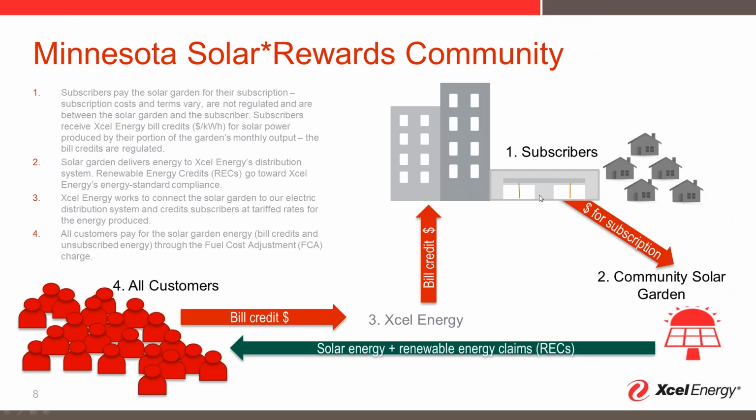Just looking really quickly at the business model and how it works. The solar garden company contracts with subscribers who then pay for their subscription to the community solar garden. The community solar garden delivers the solar energy and renewable energy claims to Xcel Energy to be used on behalf of all of our customers. In return, all customers pay for the bill credit through our fuel clause, and then the solar garden bill credit goes to the subscribers as payment for the energy produced.